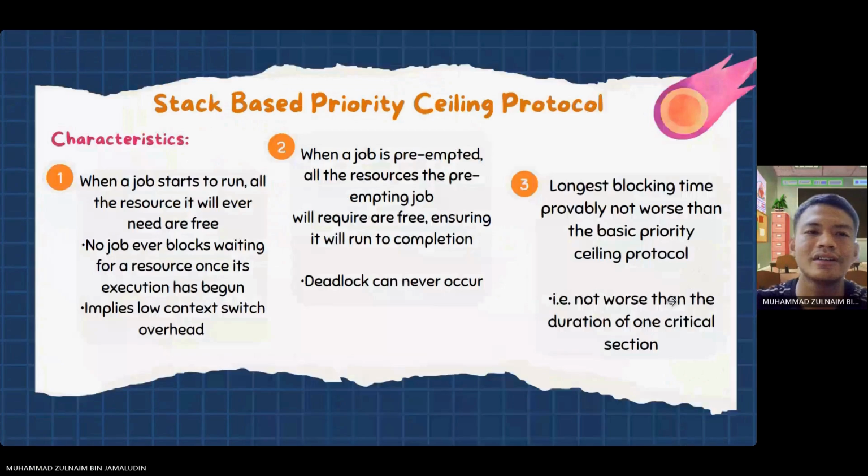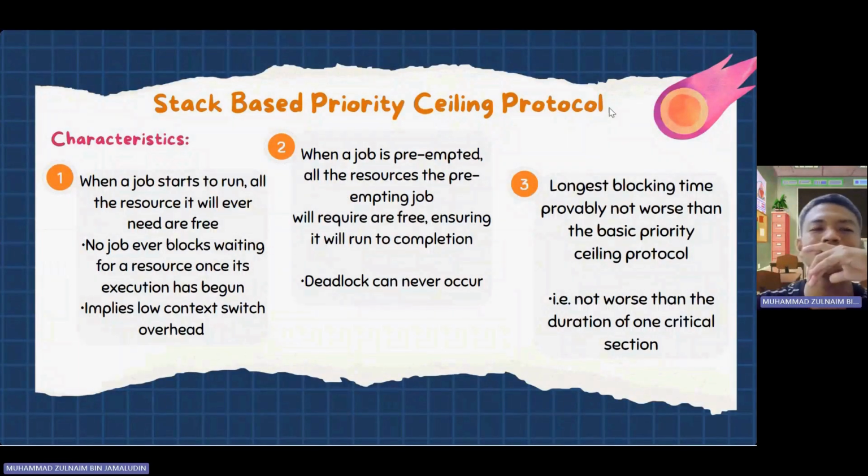Okay, next is the stack-based priority ceiling protocol with three characteristics. When the job starts to run, all the resources it will ever need are free. So no job ever blocks waiting for a resource once its execution has begun, which implies low context switch overhead. Number 2, when a job is preempted and the resources the preempting job will require are free, it is ensured to run to completion. So this means deadlock can never occur. Number 3, the longest blocking time is probably not worse than the basic priority ceiling protocol, so not worse than the duration of one critical section.